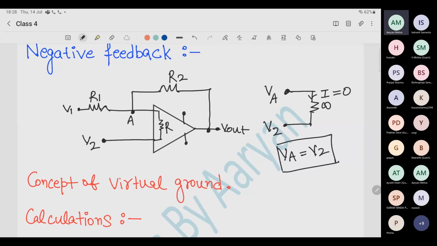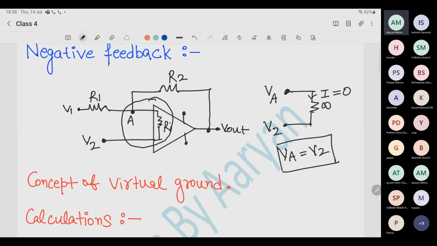So I am repeating it. I am just explaining it. Let's say this OPAMP has an internal resistance like this, which I already mentioned that it is infinite. For an ideal OPAMP, it is infinite. So I am just redrawing this circuit here.